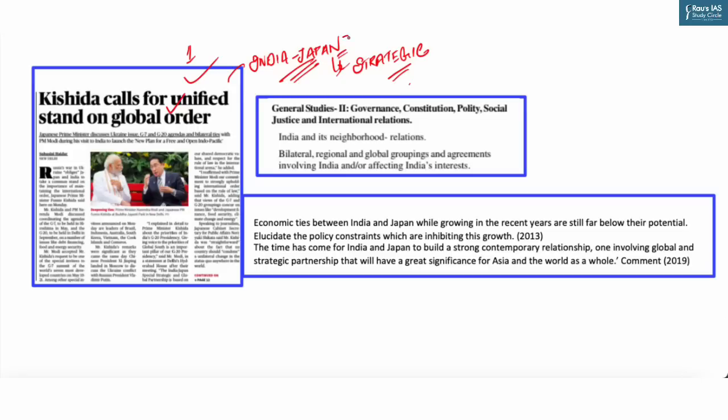Also, why is this theme important? Because bilateral, regional and global groupings and agreements involving India and affecting India's interests is an important theme under GS Paper 2. Also, UPSC has been asking questions based on ties between India and Japan. Like this question based on economic ties between India and Japan came in the year 2013. So in this regard, let's begin our discussion.